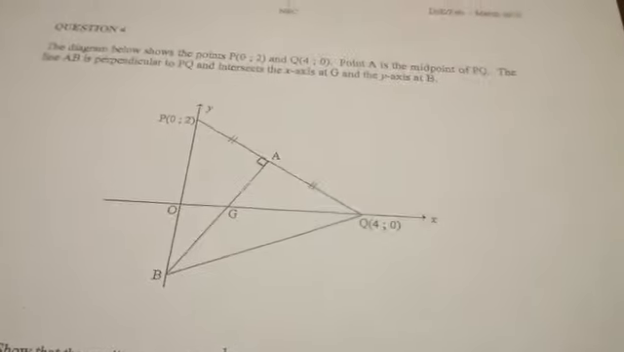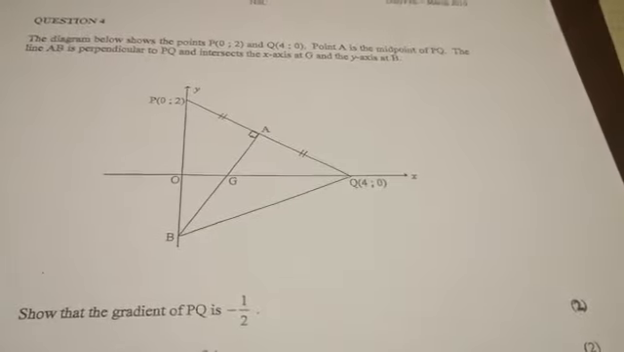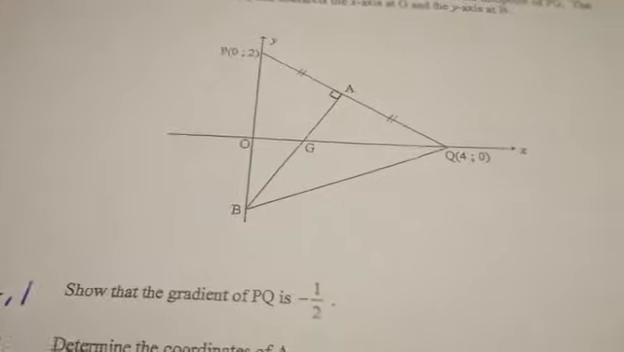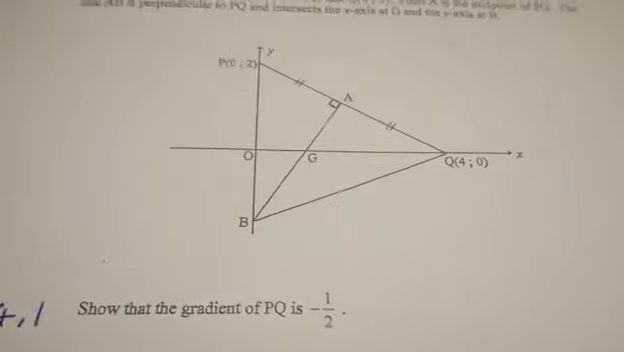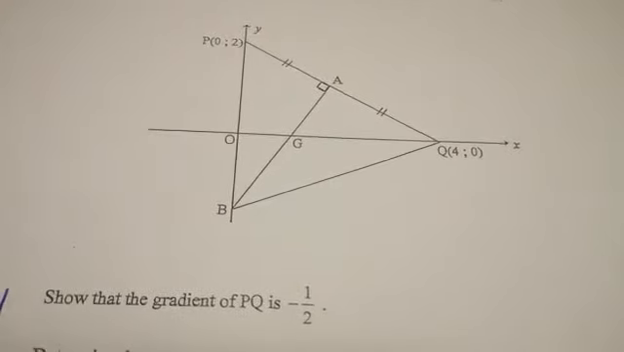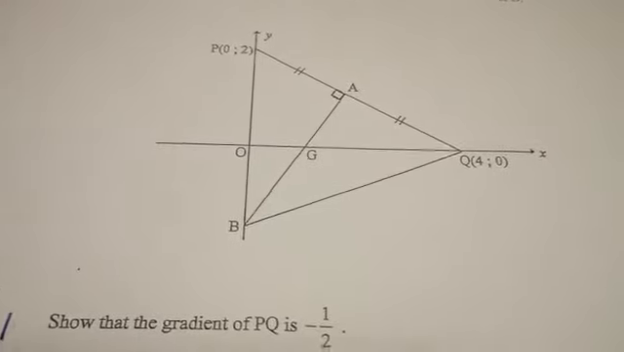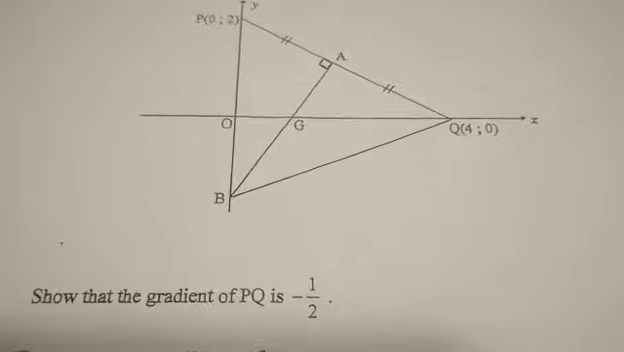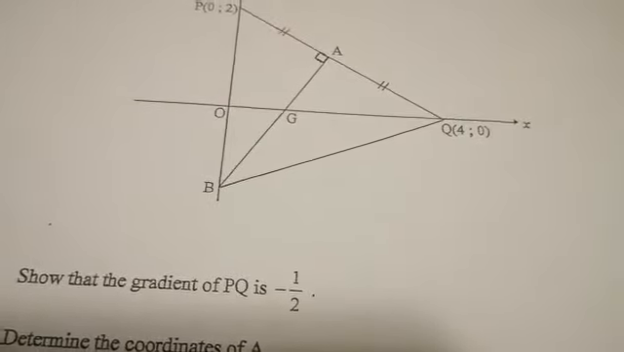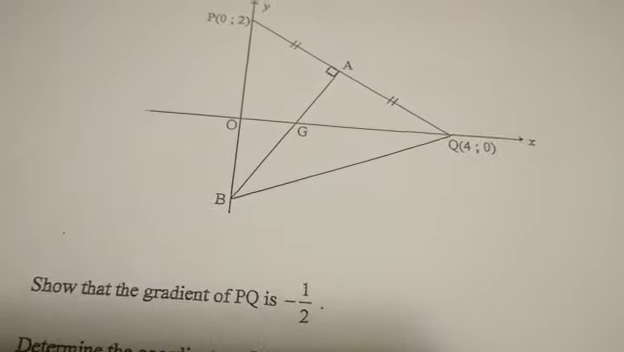Line AB is perpendicular to PQ and intersects the x-axis at G over there and the y-axis at B over there. So the first question says show that the gradient of PQ is equal to negative 1 over 2. Remember that a show-that question means that you have to calculate like you would normally do. The only difference here is that they have given you what the answer should be.